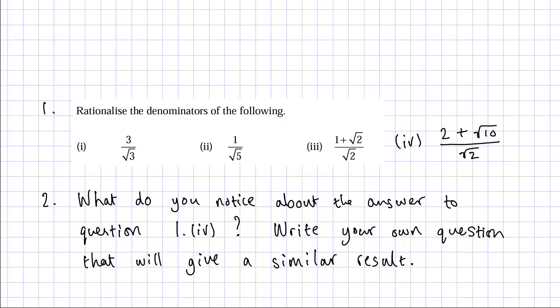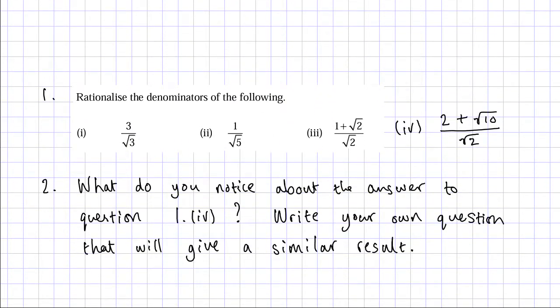Now I'd like you to answer these questions and bring them to the lesson. So the first question, you have to rationalize the denominators for the following. And the second question, I want you to think about what you notice about the answer to question 1-4. So this is this question here. What do you notice about the answer to this question? And then I'd like you to write your own question that will give a similar result.